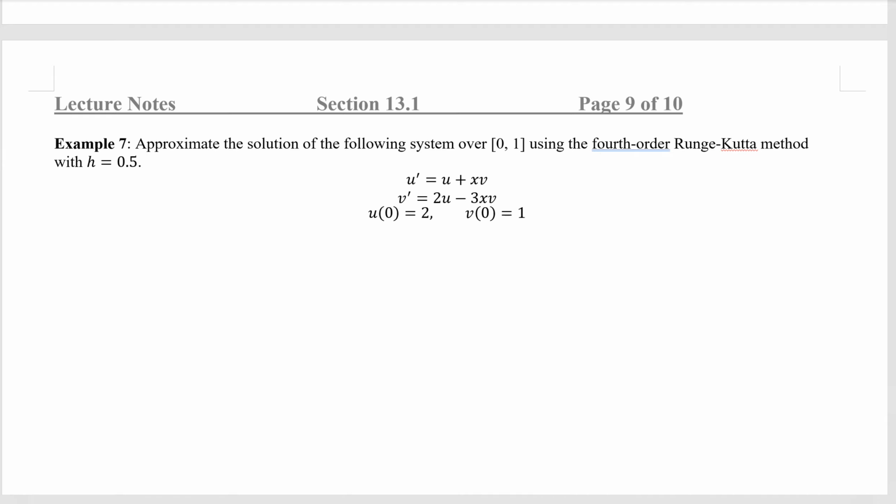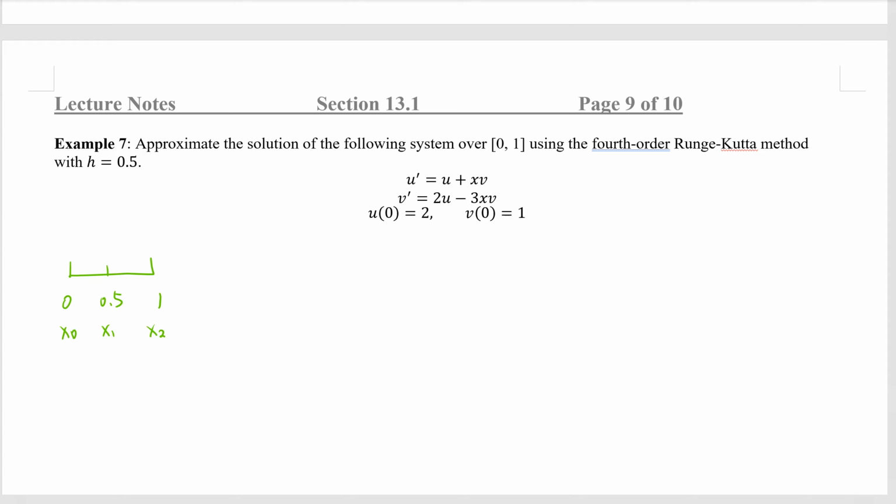Okay, example 7. Approximate the solution of the following system over [0, 1] using the fourth order Runge-Kutta method with h equals 0.5. Okay, so this is the interval from 0 to 1. This is 0.5. So this is x0, x1, and x2. So far, so good, everybody?